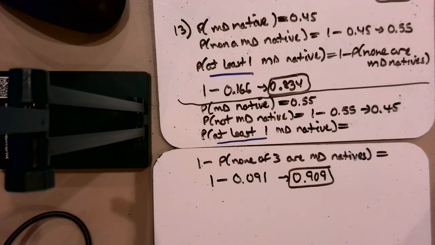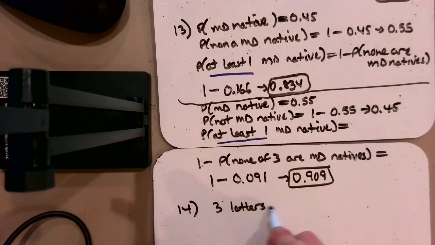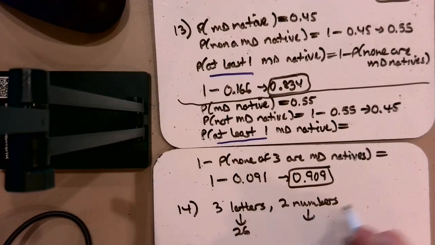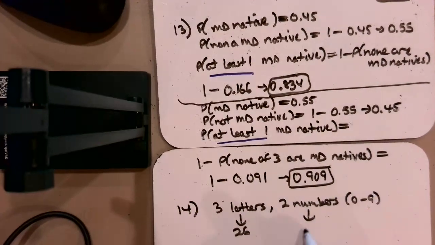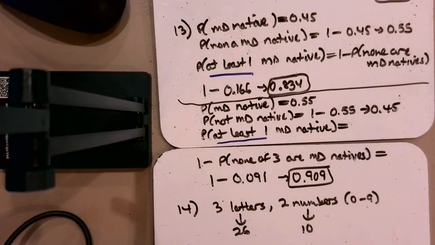So going to question 14. 14 says a computer password consists of 3 lowercase letters followed by 2 numbers, in that version of the question. So remember, for 3 letters, there are 26 choices. Numbers from 0 to 9 give you 10 choices. That's what you're starting with here.